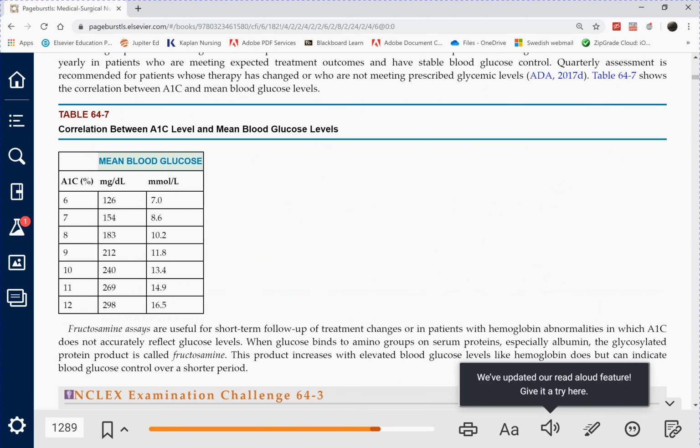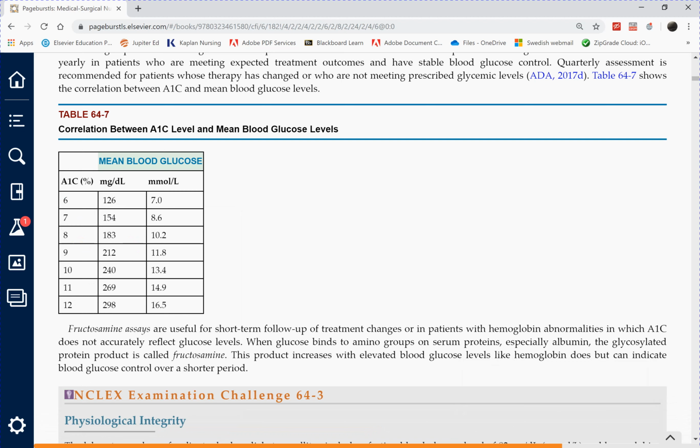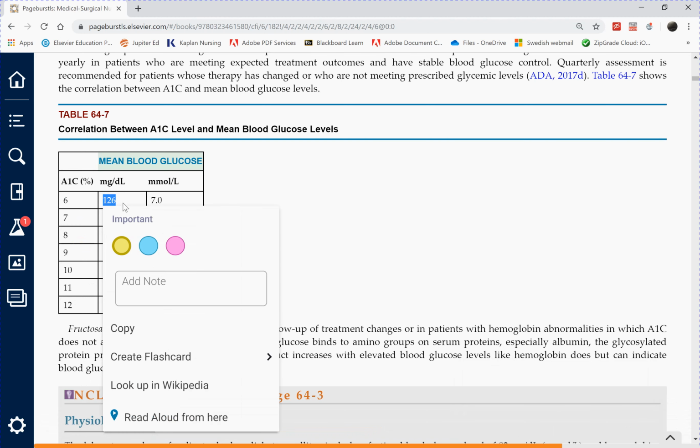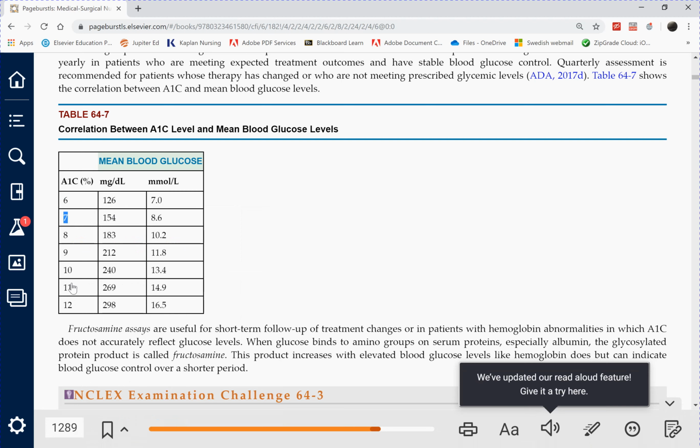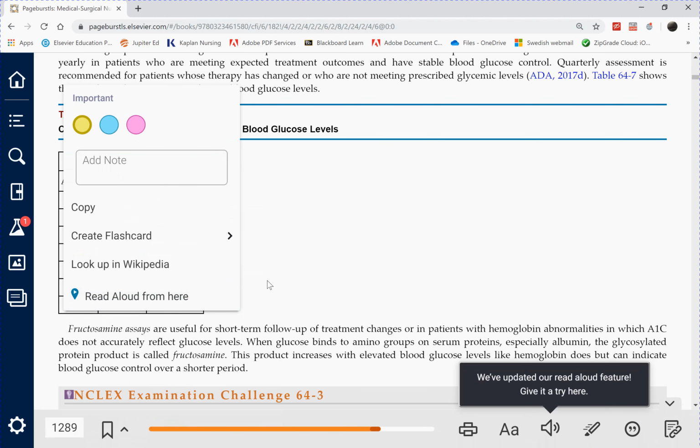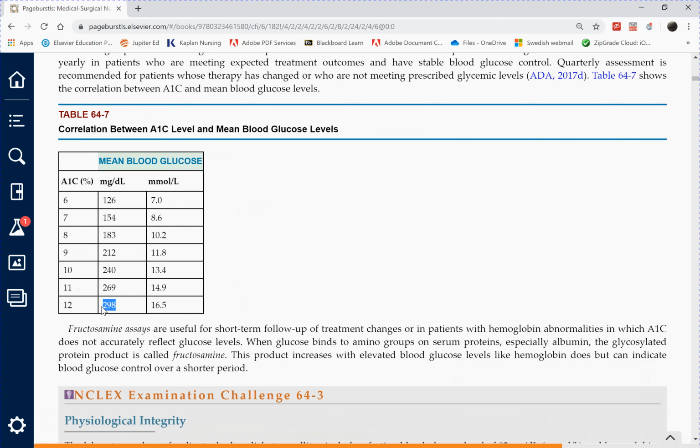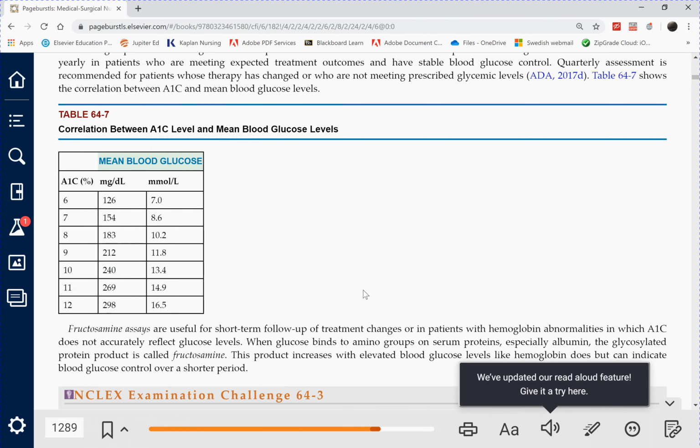There's actually a table here, table 64-7. You don't have to memorize this, it is not testable, but this gives you an idea about how bad the implication is. So for instance, if your A1C is 6, that means your mean, or average, blood glucose is about 126. The higher you go, up to 12 here, for instance, look at that. This is the mean glucose at any time of the day.